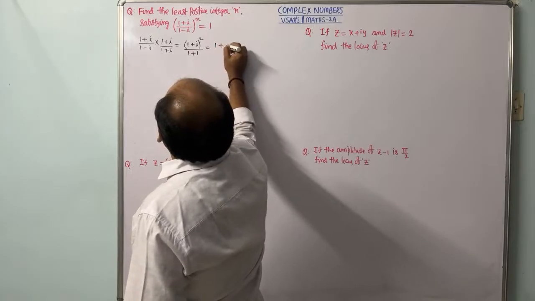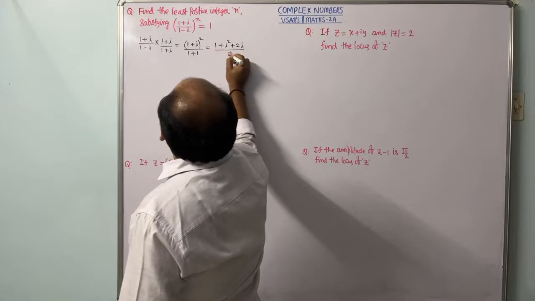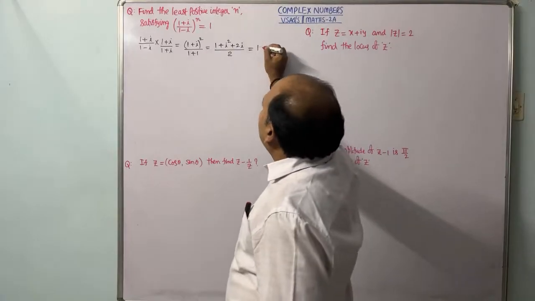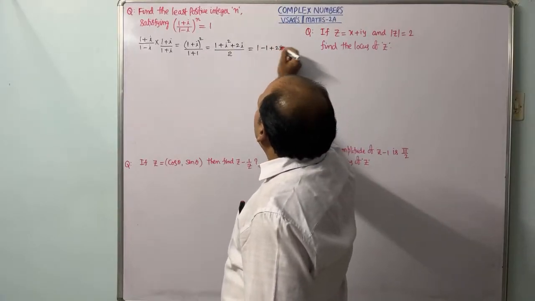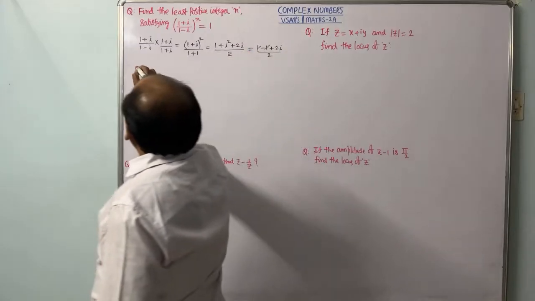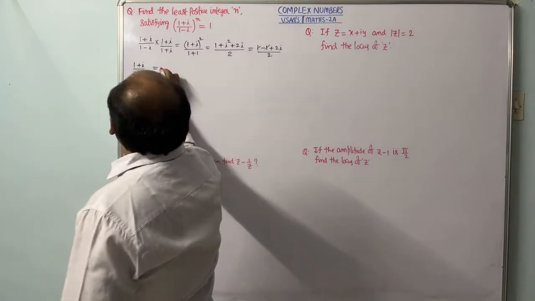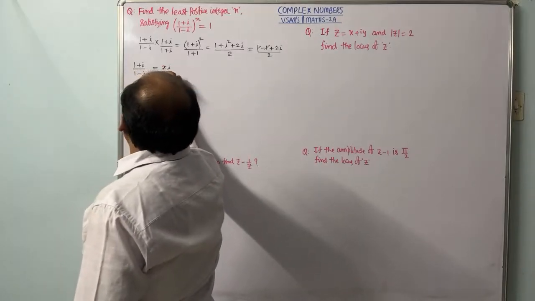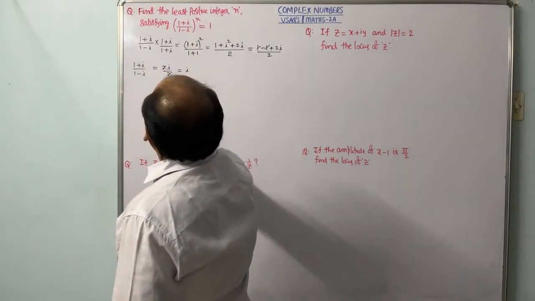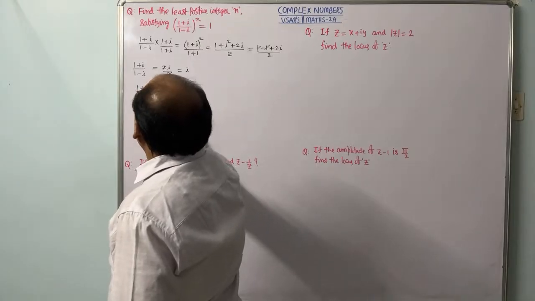So 1 plus i square plus 2i divided by 2. Since i square value is minus 1, 1 minus 1 plus 2i divided by 2. So these two will be cancelled. So (1 plus i) by (1 minus i) value is equal to 2i by 2. So 2 gets cancelled, which is equal to i. In this, (1 plus i) by (1 minus i) value is equal to i.